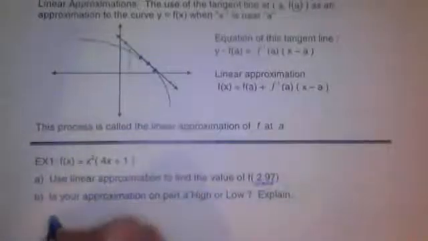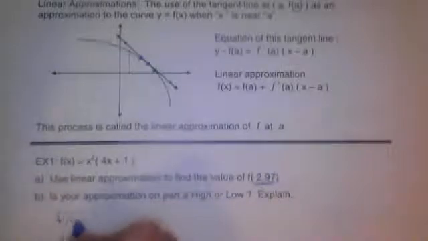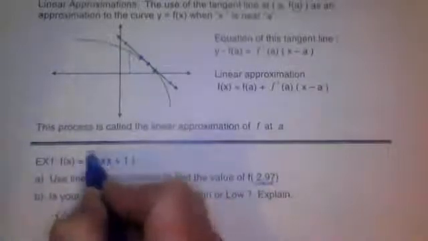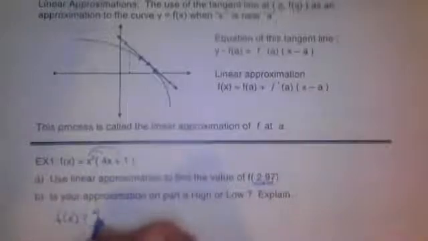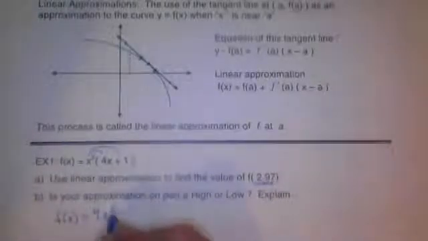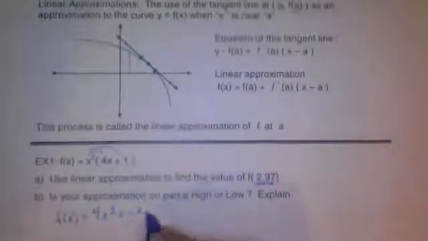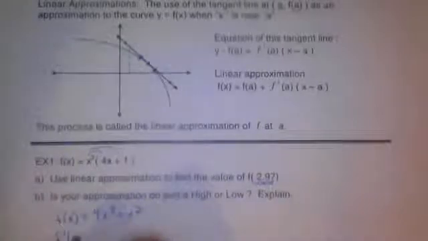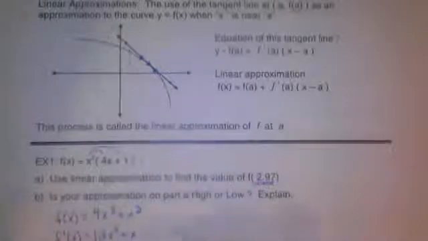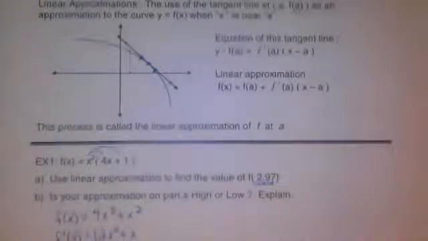So our function here, I'm going to go ahead and just distribute because I think that's going to be our easiest way to do this one. So 4x cubed plus x squared. Our derivative equation is going to be 12x squared plus x using our power rule.